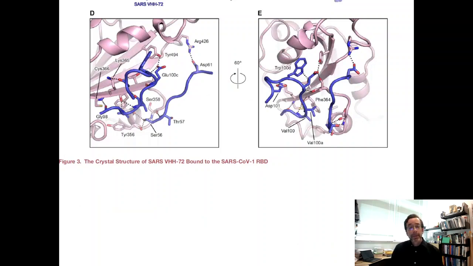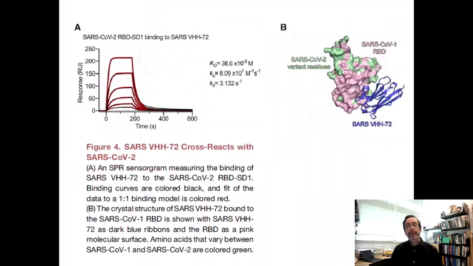We can zoom in on the interface. You can see the blue antibody loops, and they're forming hydrogen bonds and other interactions with the pink SARS-CoV-1 receptor binding domain. And then what they did is they took this out and they said SARS-CoV-2 looks pretty much the same as SARS-CoV-1 for the residues that this antibody touches. Let's see if it binds. And then they showed this.